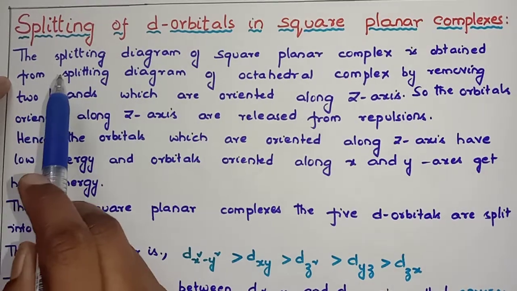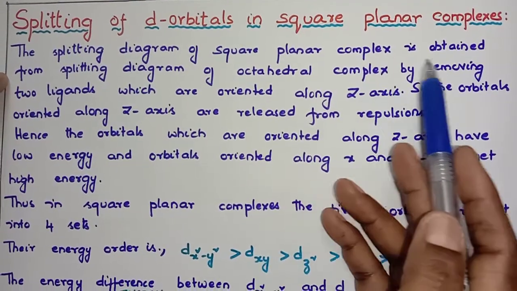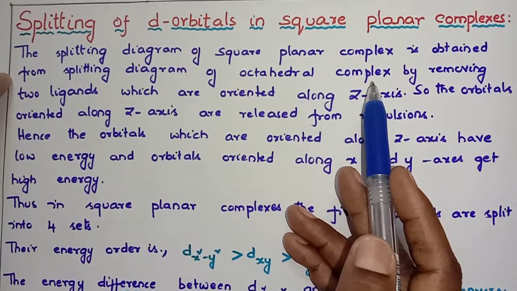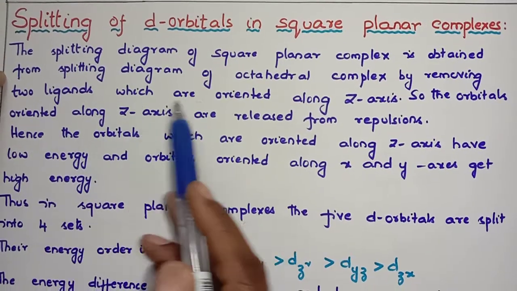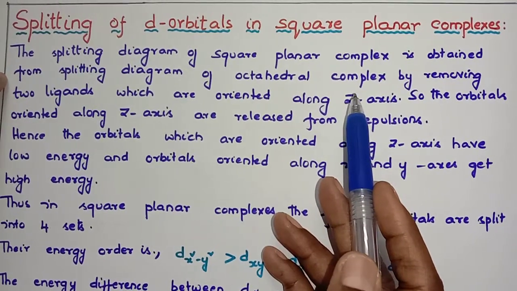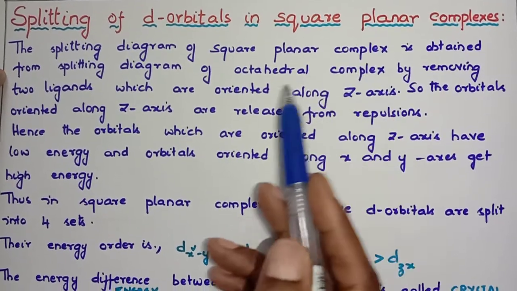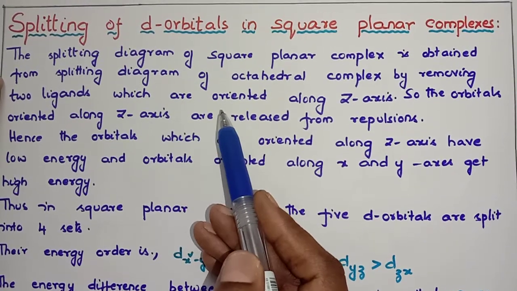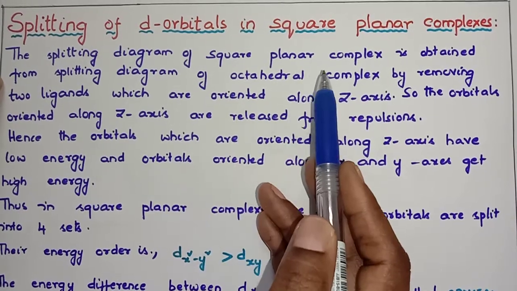So here I have written, the splitting diagram of square planar complexes is obtained from the splitting diagram of octahedral complexes. So how is it obtained? By removing two ligands that are oriented along the z-axis. In octahedral complexes, there will be 6 ligands. In square planar complexes, there will be only 4 ligands. Okay. So from an octahedral complex, if we remove 2 ligands which are oriented along the z-axis, then we can draw the splitting diagram of square planar complexes.